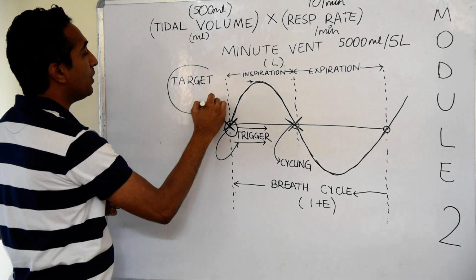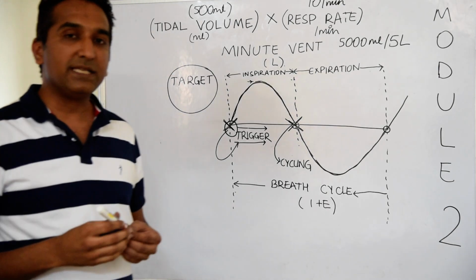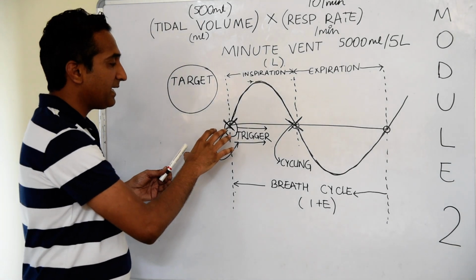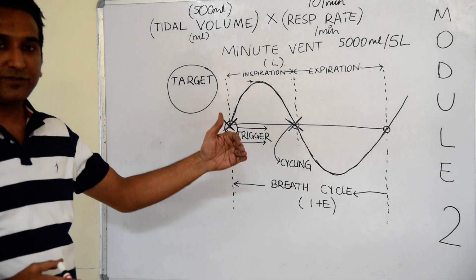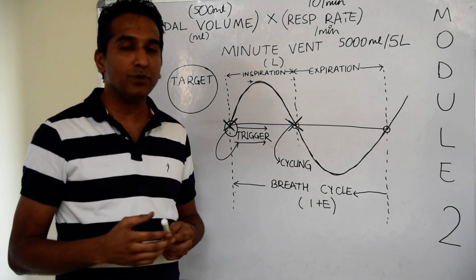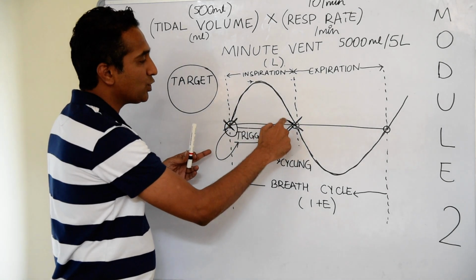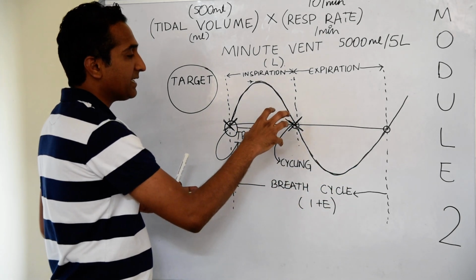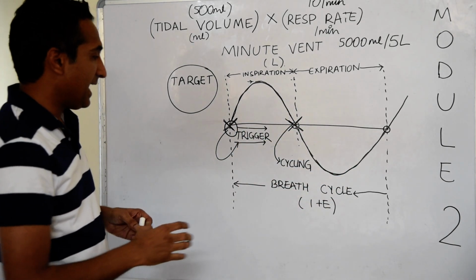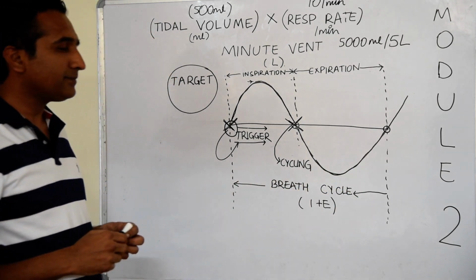So all the modes on the modern mechanical ventilator can be described in terms of what starts a breath, that is what triggers the breath, what is the limit or the target of the breath, which could be either volume or it could be pressure, and what is it that decides the changeover from inspiration to expiration, which is known as the cycling point. And together this defines a breath cycle.